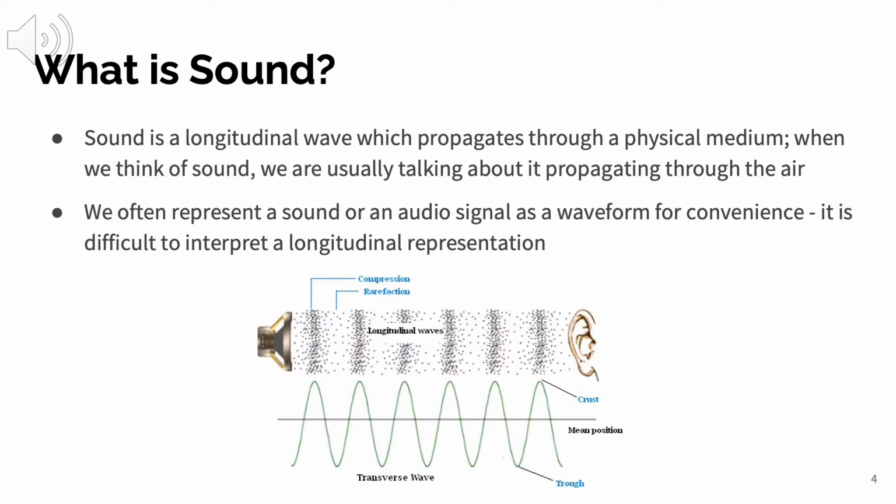So really basic stuff. What is sound? Sound's a longitudinal wave, so it's propagating through typically air when we're hearing stuff, but also basically any physical medium. We're often representing it as a waveform, so as you can see down the bottom, we've sort of got the longitudinal representation of what the sound wave actually is, but it's more convenient often to represent it as a transverse wave rather than a longitudinal wave, just because we can see that a lot clearer.